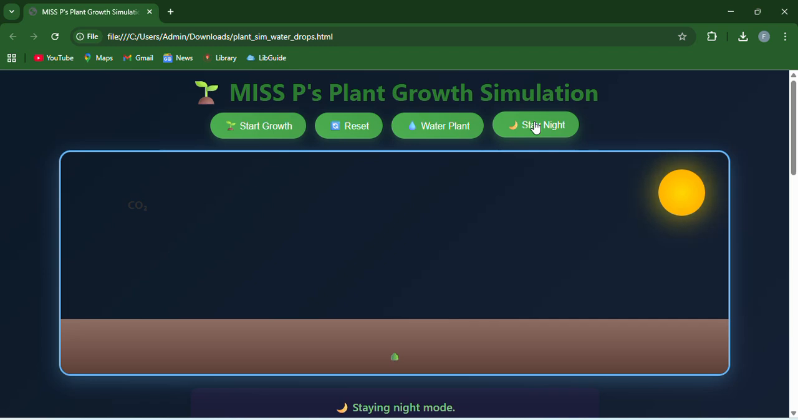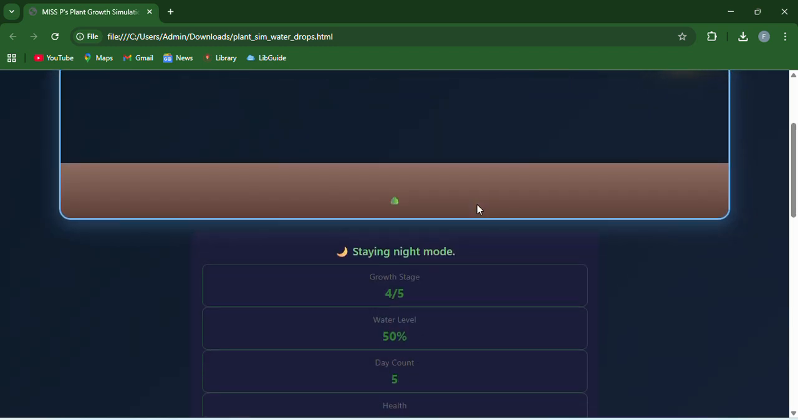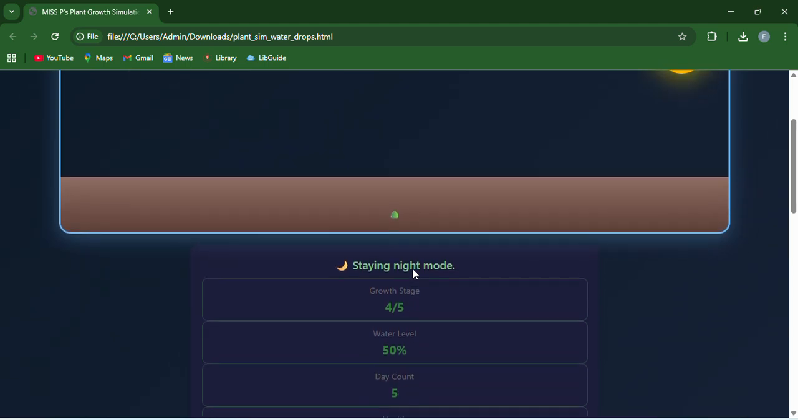You will note that I mentioned that my learners will also be recording, making predictions, observations, as well as analysis. So this will help my learners who are kinesthetic to participate actively rather than passively. So now you will note that the plant is not growing because it has no exposure to the sun, and the water level is pretty much low, and it is still at stage 4.